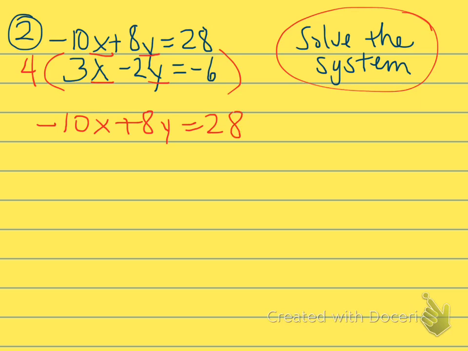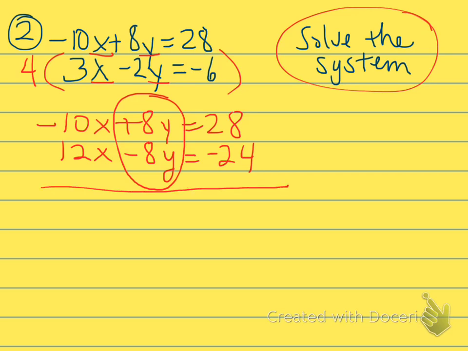I'm going to rewrite the second one, but it's going to be 4 times larger. So 12x minus 8y equals negative 24. Now this is what I wanted, because this makes 0, which eliminates that variable from the result when I add these 2 equations together. This will give me 2x equals 4, and that will give me x equals 2 as a solution.